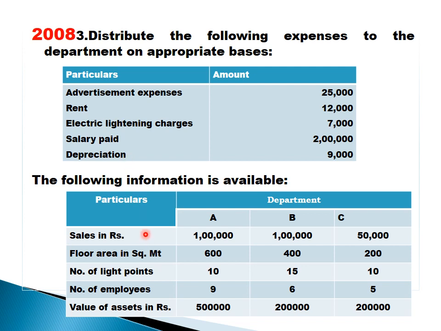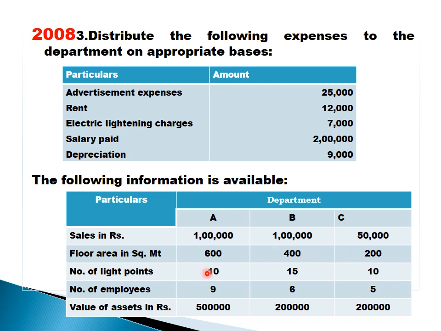Now sales, we can conclude students, if you cancel 4 zeros, you get 2:1, that is 10:5. So you get 2:1. Floor area ratio, you can simplify students. You simplify 600, 400, 200 as 3:2:1. 2 ones are, 2 twos are, 2 threes are. So ratio is 3:2:1.